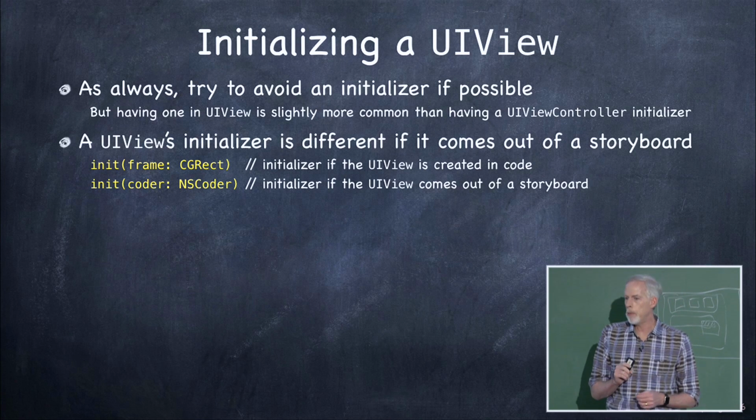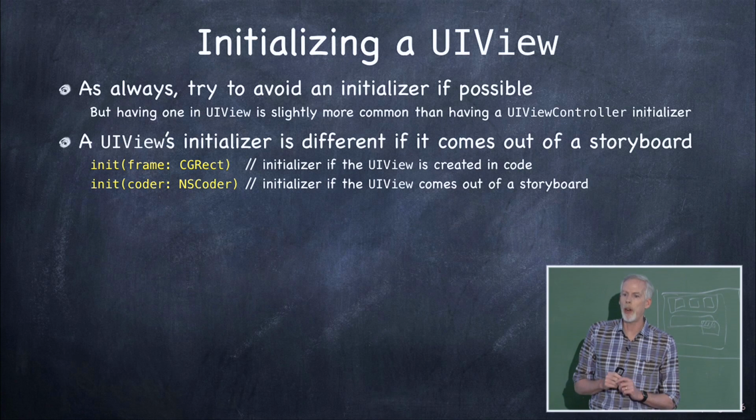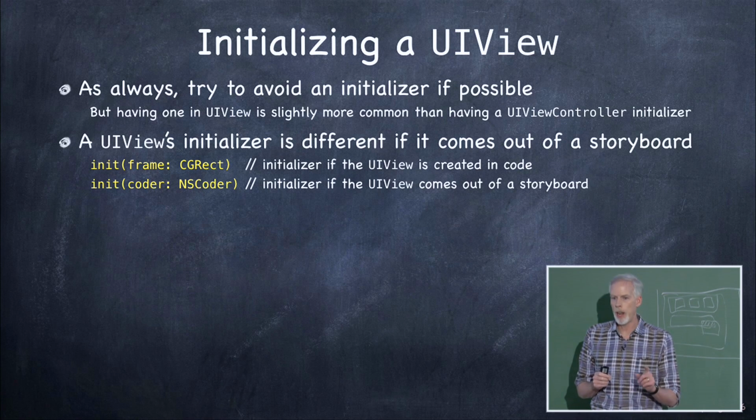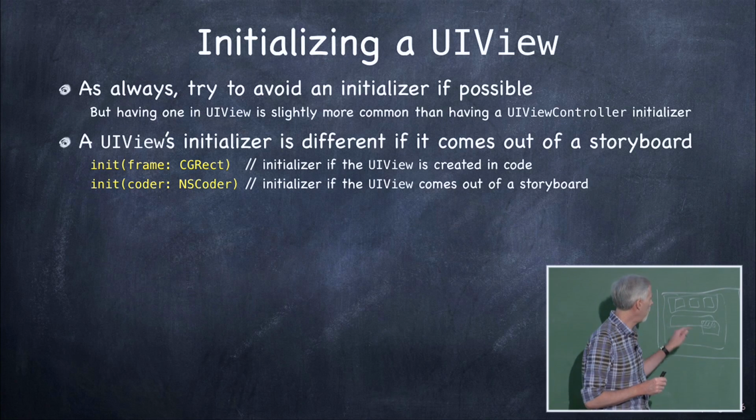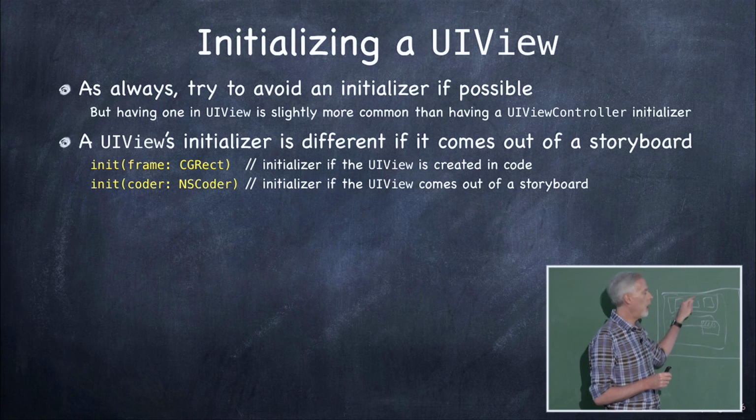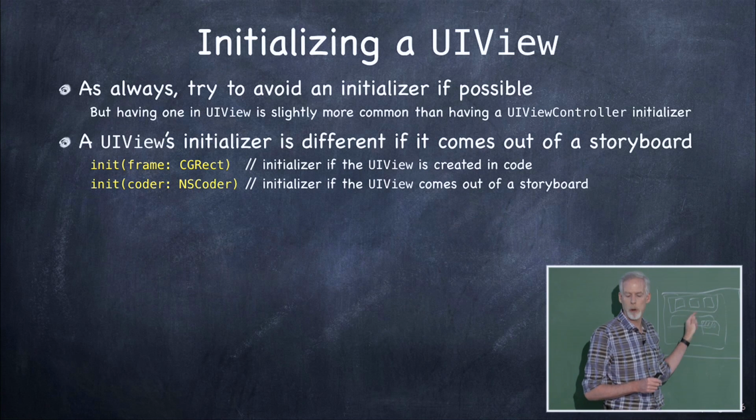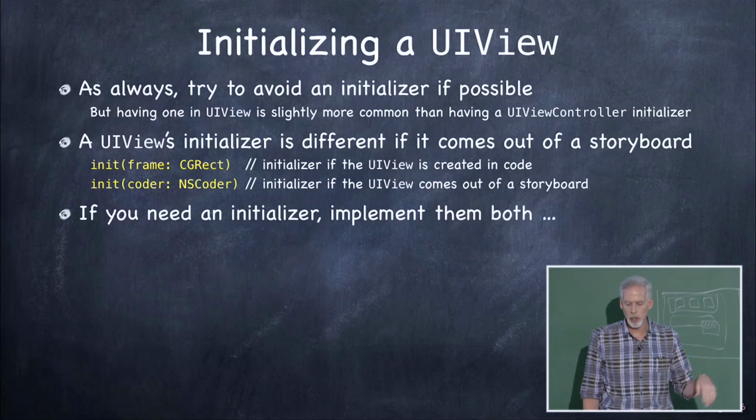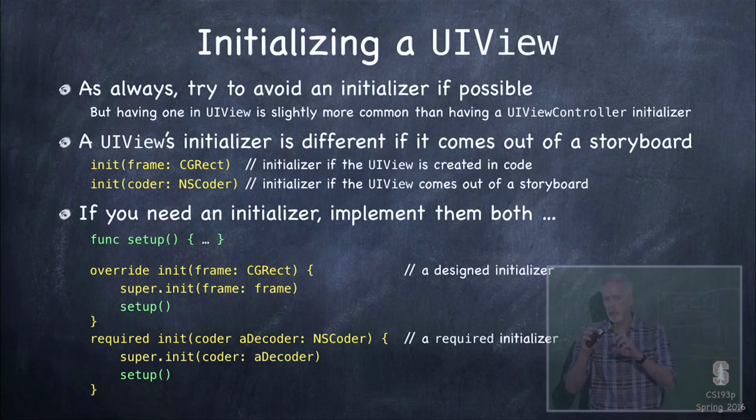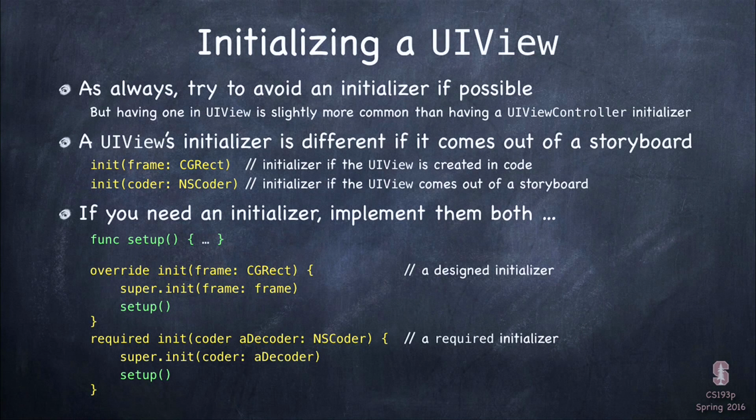The init with frame, that's the init that you're going to call if you create a view in code. Okay? And that frame that you're specifying is the frame of this view in its super view. In other words, where this view is going to be. And it is legal to just do init with no arguments. That's going to essentially be zero rect. It's going to put it up here in the left-hand corner, really, really small. You could set its frame later to move it.